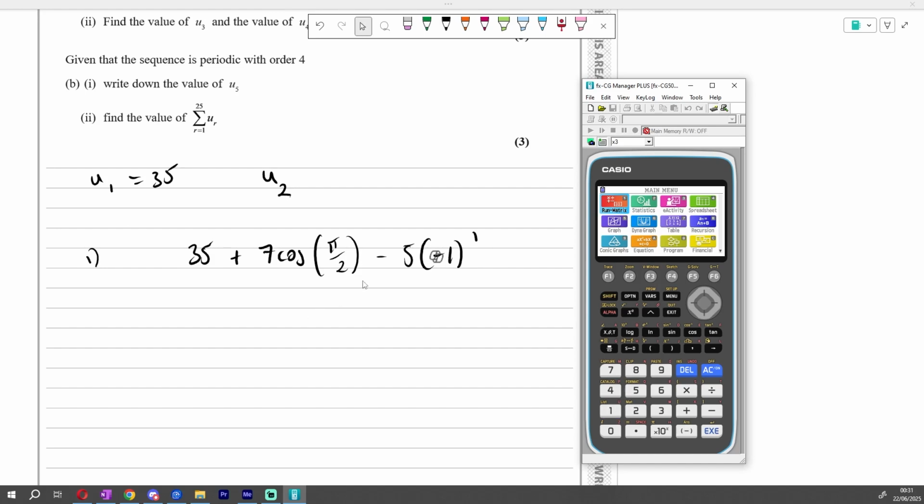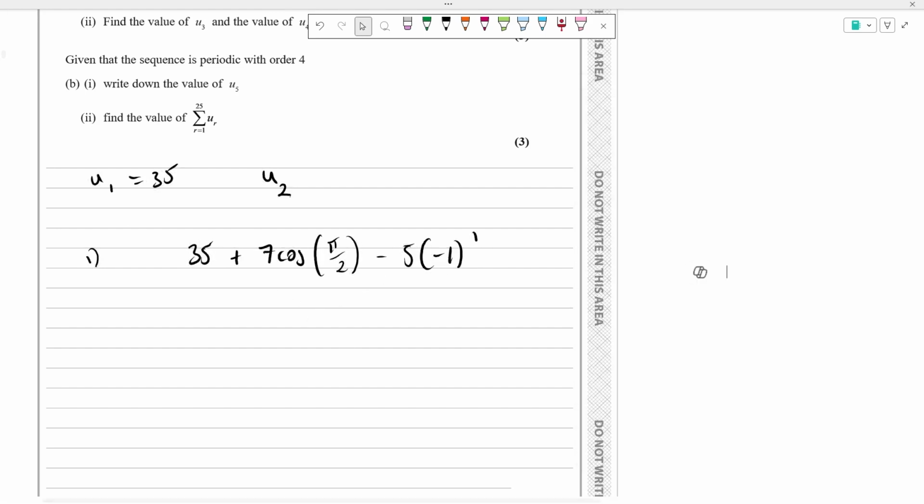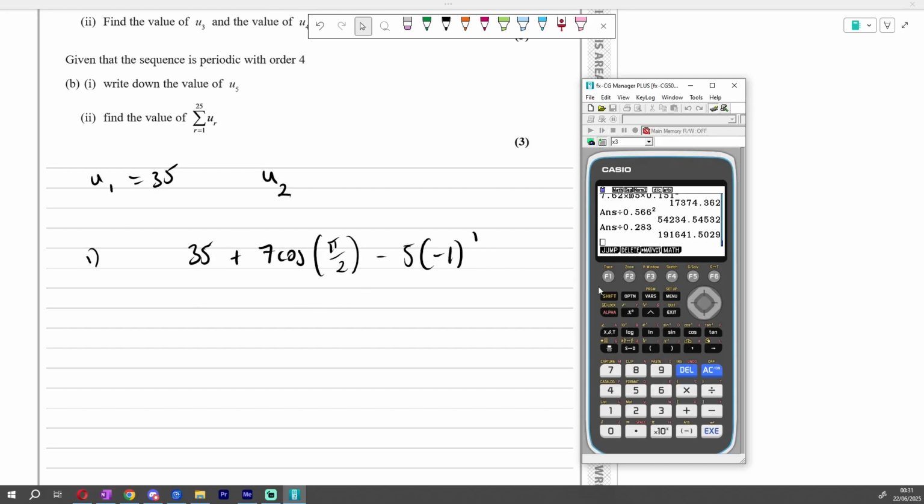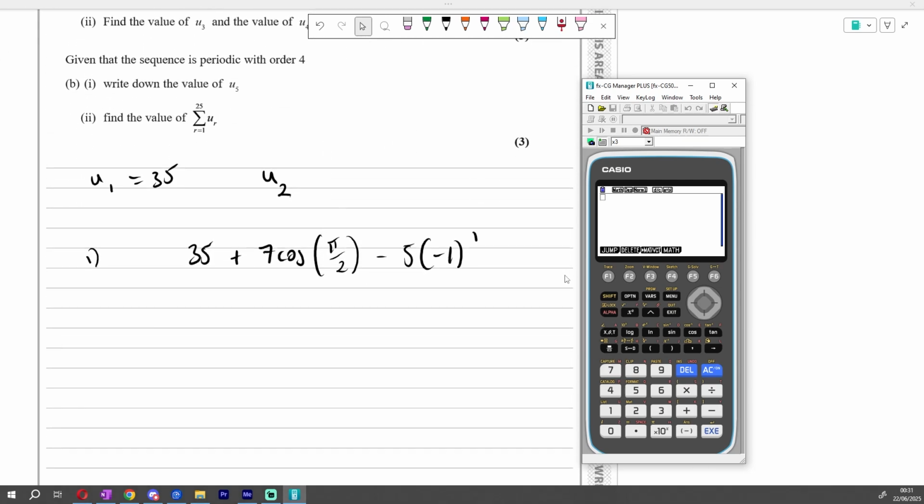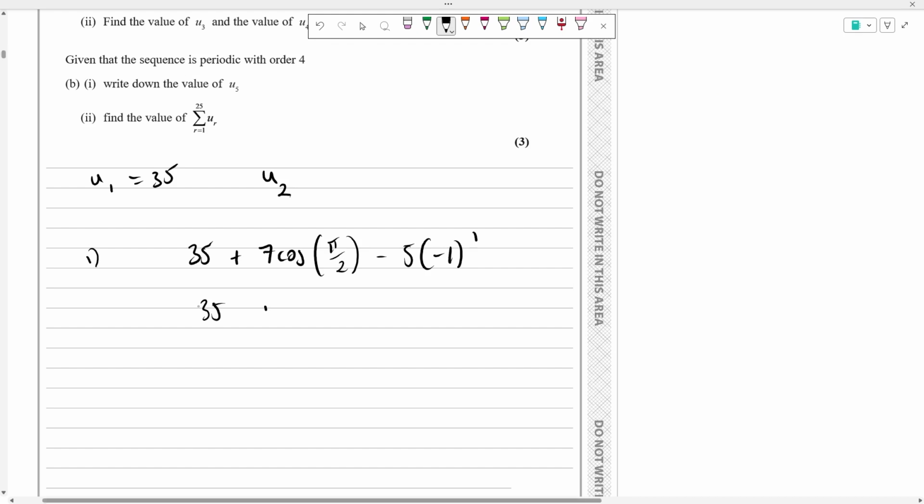When we have expressions like this, I would recommend that you expand this out almost separately. So we have 7 cos, and because we have a pi over 2, we should be in radians. Do not use degrees, use radians. If you ever see pi, it's probably going to be radians. So 7 cos pi over 2 is just 0, and so this is going to be actually 35 plus 0.